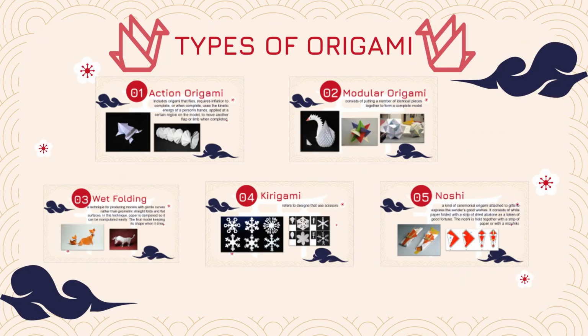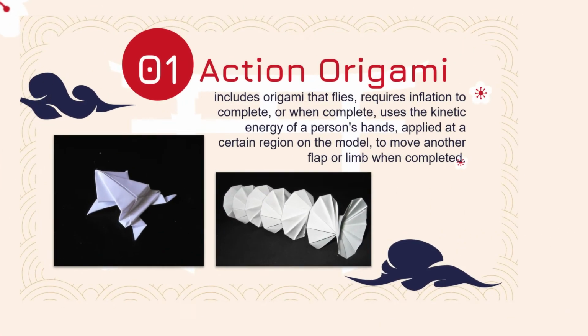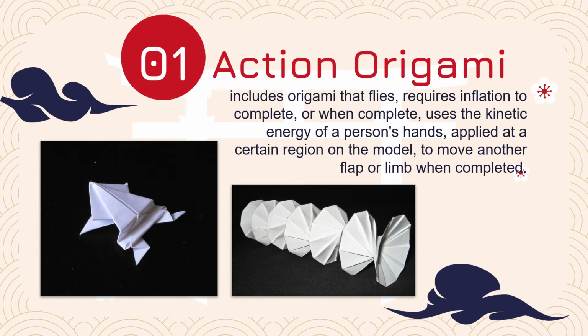There are 5 types of origami: action origami, modular origami, wet folding, kirigami, and Noshi. Action origami includes origami that flies, requires inflation to complete, or when complete, uses the kinetic energy of a person's hands, applied at a certain region on the model, to move another flap or limb when completed.